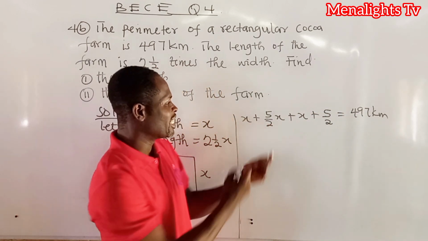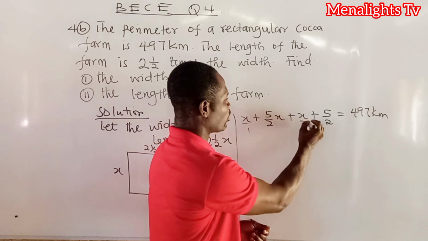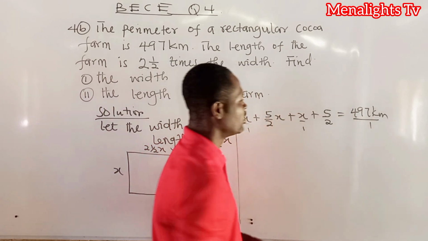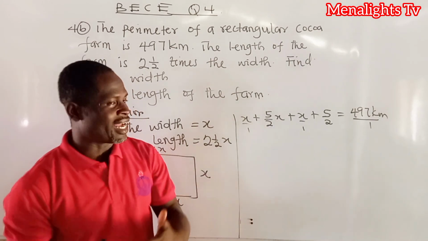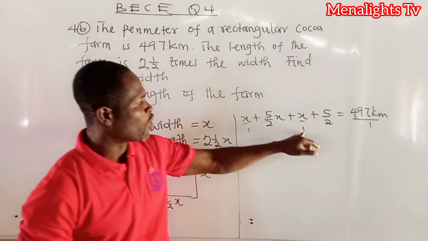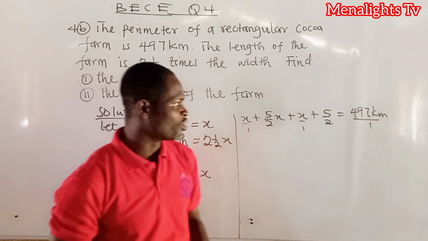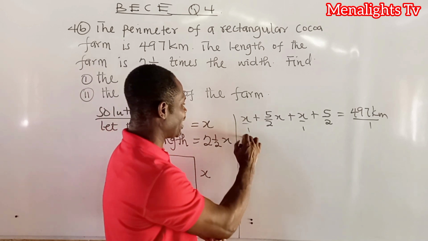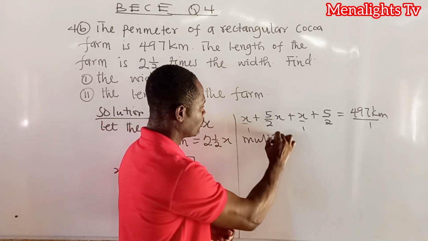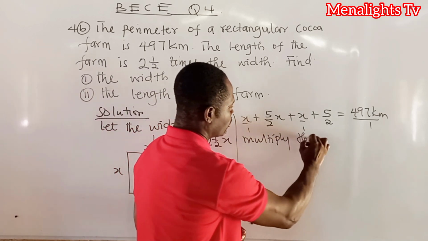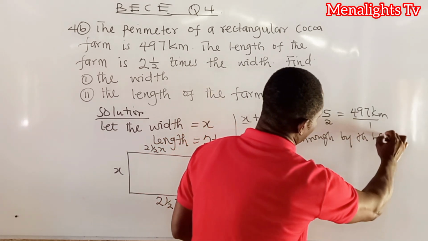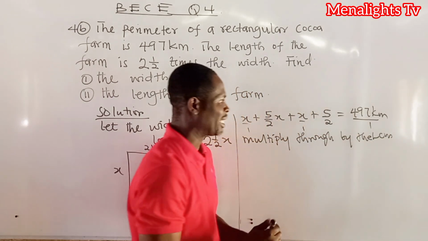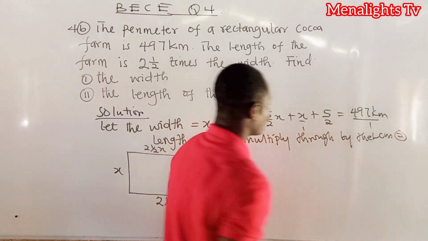Now we have a fraction here. So this is the same as over 1, this also over 1, and this also over 1. So we have to do away with the fraction. So we have to find the LCM for 1, 2, 1, 2, 1. So that will be 2. So we multiply through by the LCM, which is 2.